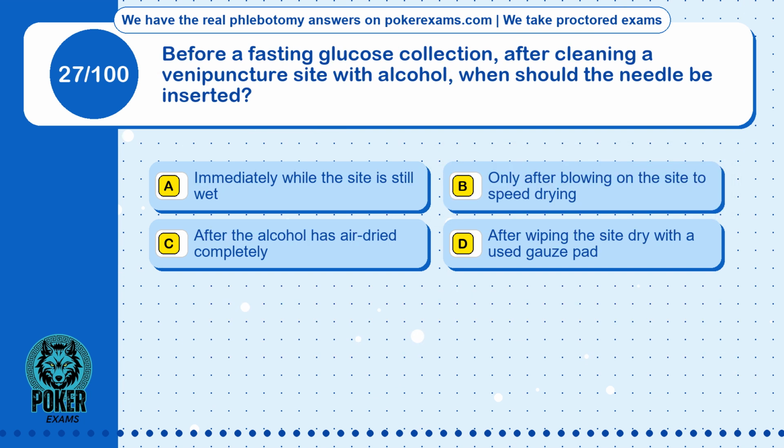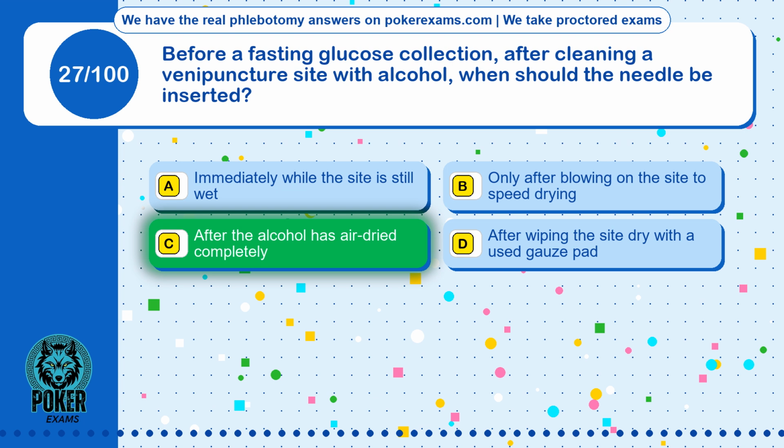Question 27. Before a fasting glucose collection, after cleaning a venipuncture site with alcohol, when should the needle be inserted? Option A: immediately while the site is still wet. Option B: only after blowing on the site to speed drying. Option C: after the alcohol has air dried completely. Option D: after wiping the site dry with a used gauze pad.